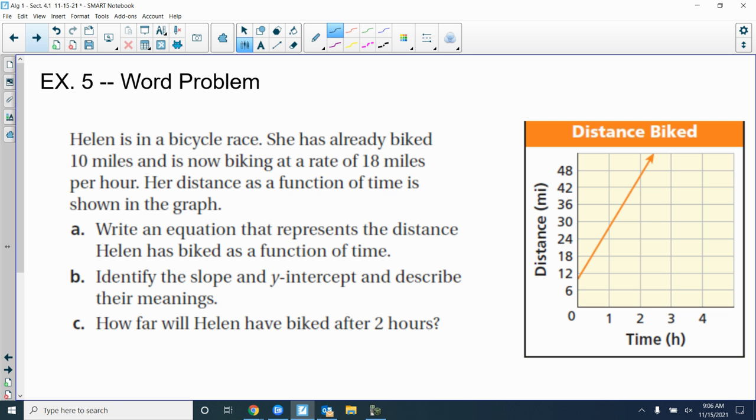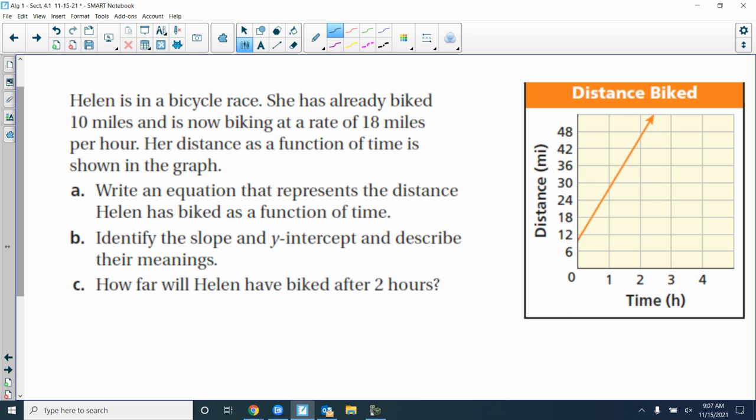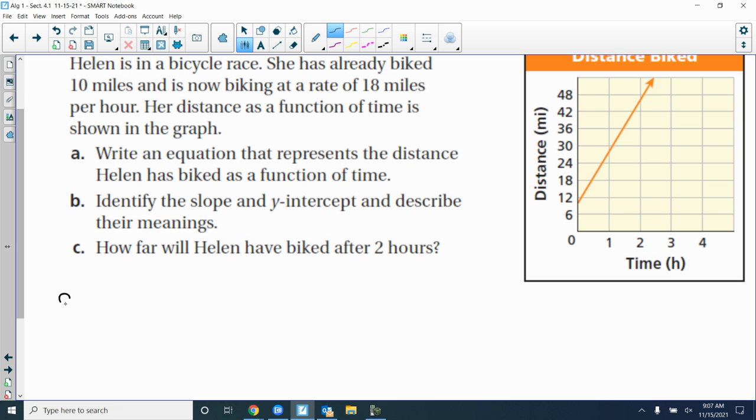Helen's in a bicycle race. She's already biked 10 miles and is now biking at a rate of 18 miles per hour. Her distance as a function of time is shown in the graph. Write an equation that represents the distance Helen has biked as a function of time. So put a letter A underneath there. Now think about it. Don't write anything down, but just think about what that would look like.